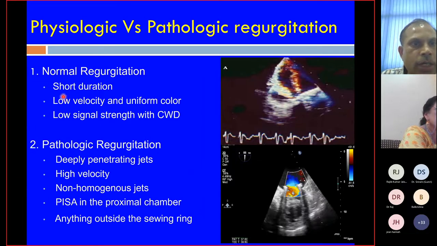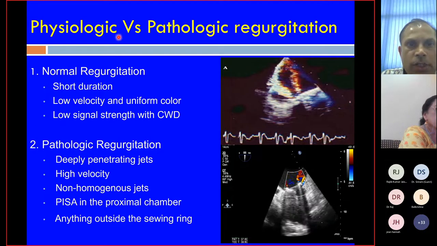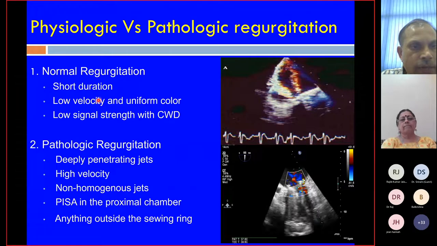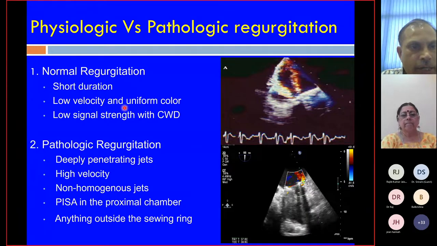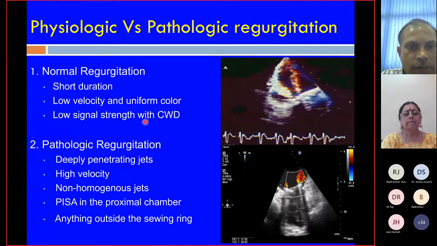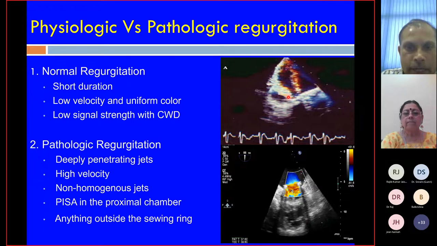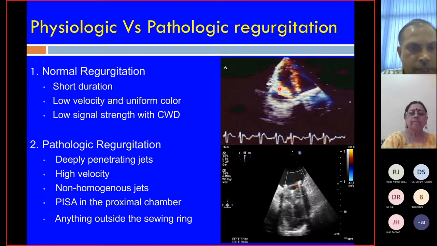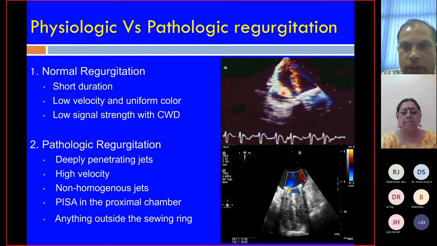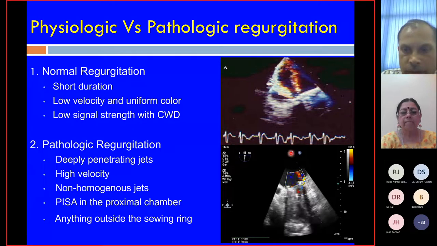Now to differentiate physiologic from pathological regurgitation: normal or physiological regurgitation will be of shorter duration. It will be of less velocity and uniform color, while the continuous wave Doppler will have low signal strength. While all pathological regurgitation will be deeply penetrating in nature, it will be a high velocity, non-homogeneous jet. There might be a PISA formation on the proximal part. And if you find anything which is outside the sewing ring, that is always a pathological regurgitation.